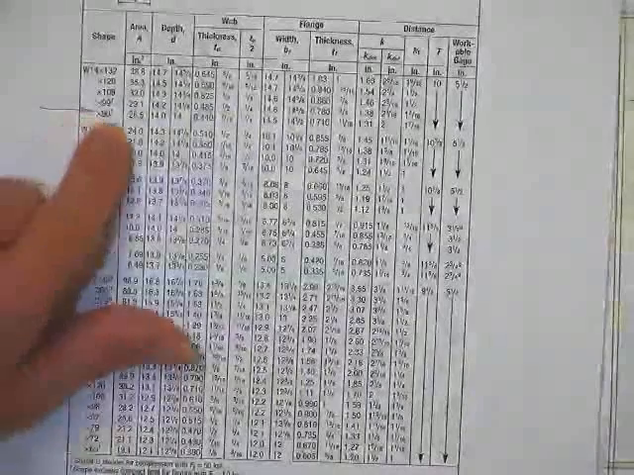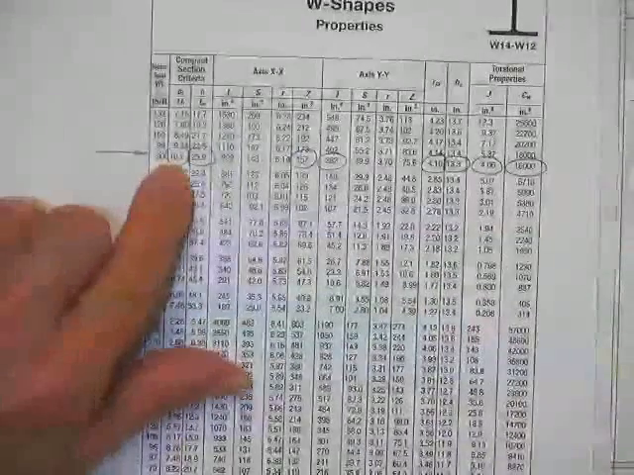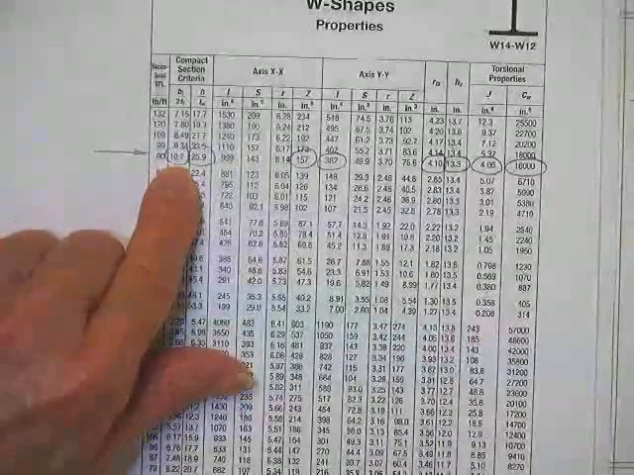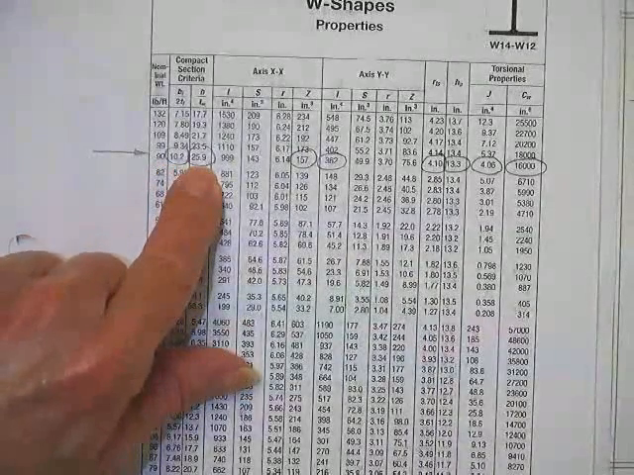Good chance I brought that table with me. Here's a W14 by 90. Look on the next page. There are your B sub F over 2 T sub Fs. There's your web tendency to buckle.